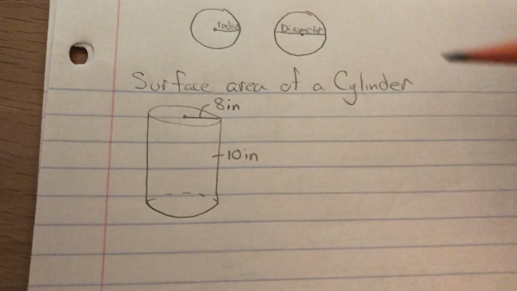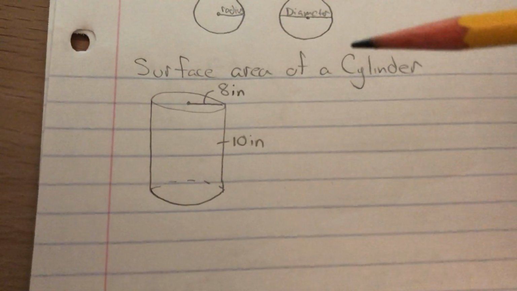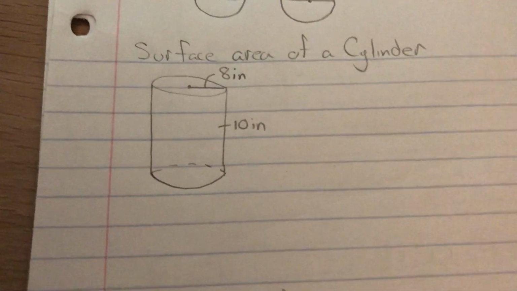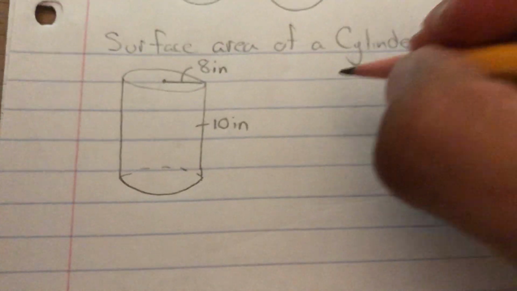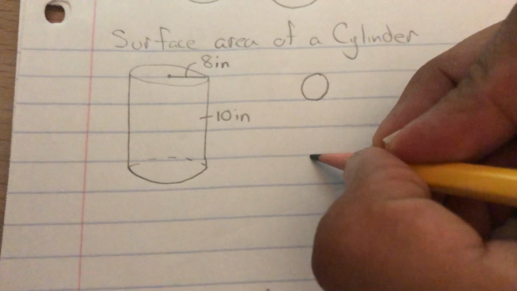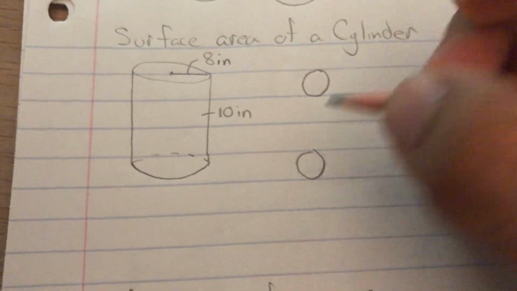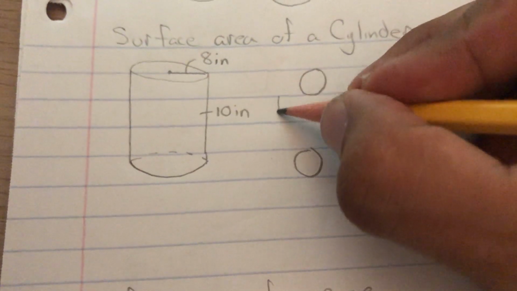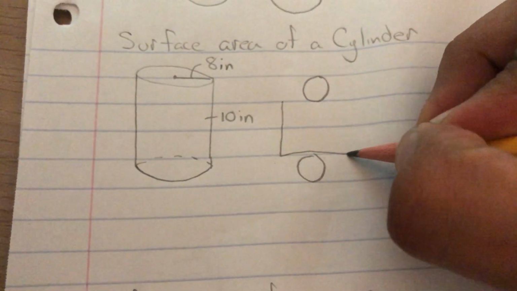Now the surface area of a cylinder. Now the surface area means the area of all the shapes that encompass this three-dimensional shape. So the top is going to be a circle. The bottom is going to be a circle. And the middle, if you unravel this center part, it's going to make a rectangle.